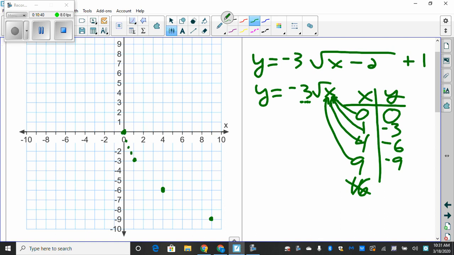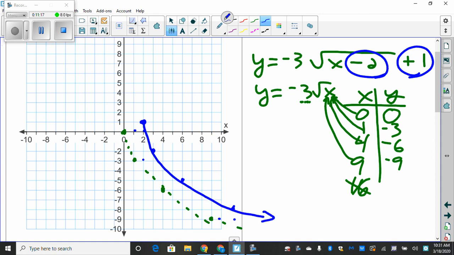Now remember, I would be done if that was the whole graph, the whole thing. But we still have to deal with that negative 2 and that positive 1. So I'm going to move everything 2 to the right and 1 up. Each point goes 2 to the right and 1 up. So that's the actual point. This point here, 2 to the right and 1 up. This point, 2 to the right and 1 up. And finally, 2 to the right and 1 up. So my final answer would be something like that.